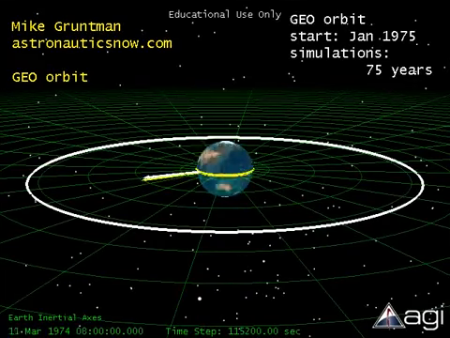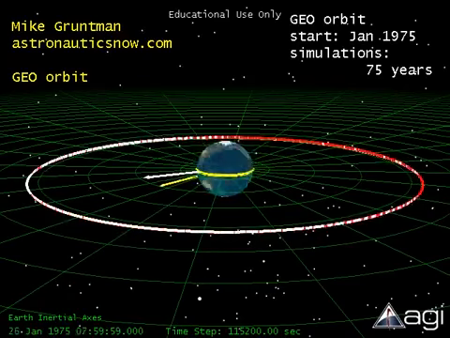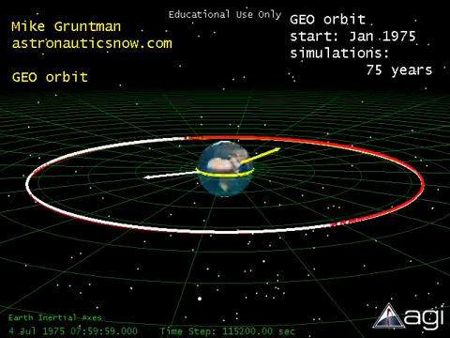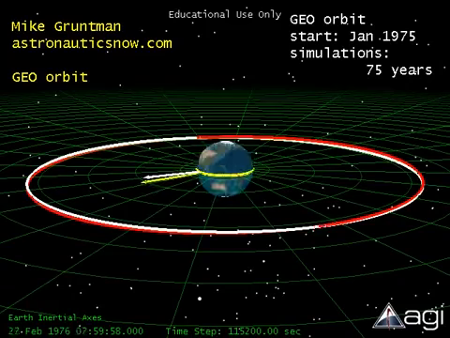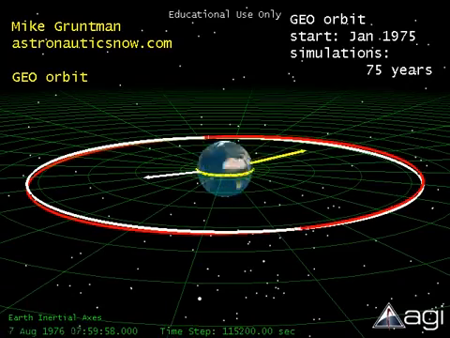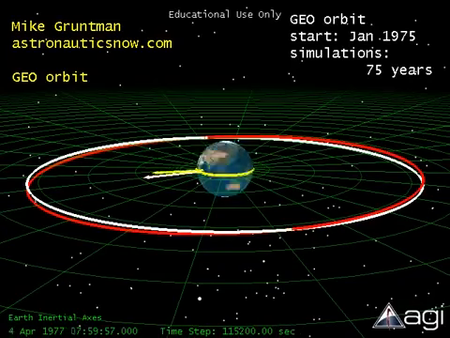Our simulations cover 75 years to illustrate the effect. In this segment, 1 year of orbital time is compressed into 10 seconds. Each full rotation of the Sun vector corresponds to 1 year. The initial geostationary orbit is shown in white color. The red color orbit is our geostationary orbit evolving in time. One can already see that the orbital plane begins to deviate from the equatorial plane.